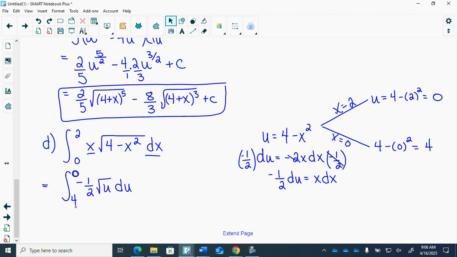You don't flip-flop them. They still say 0, 4, wherever they are. It doesn't matter if the bottom one's bigger. Okay? You try and do the antiderivative of that, and then we'll talk about how to do the definite integral of it. Go.